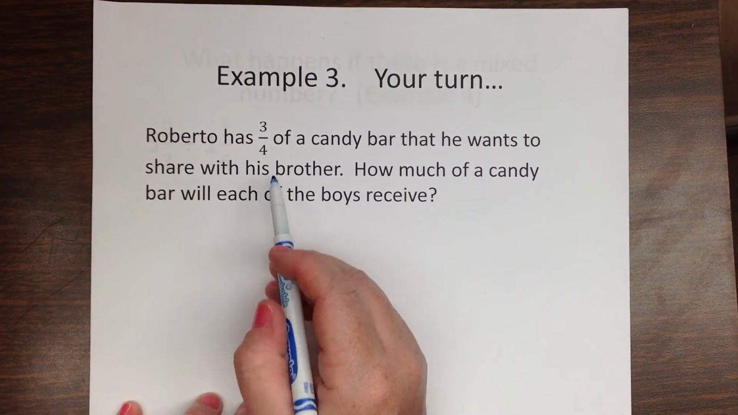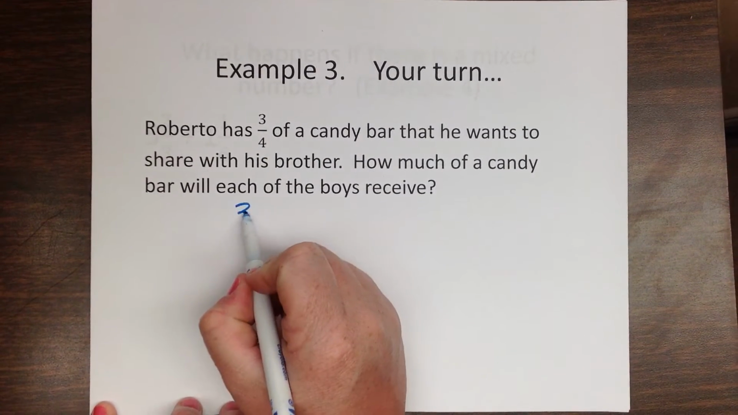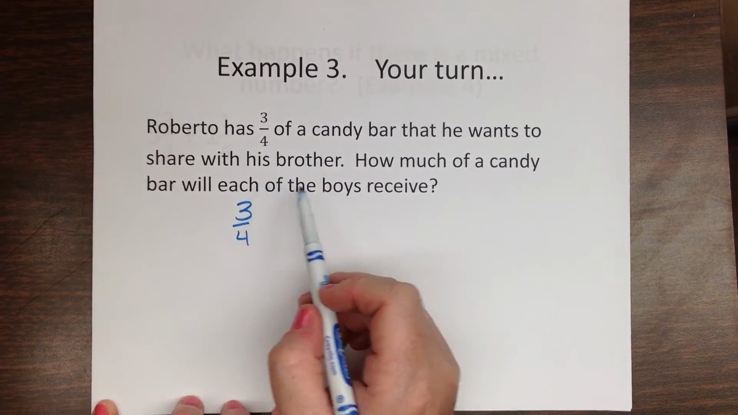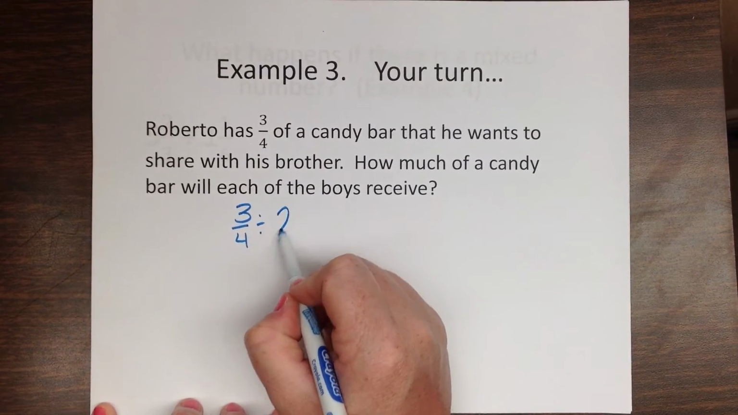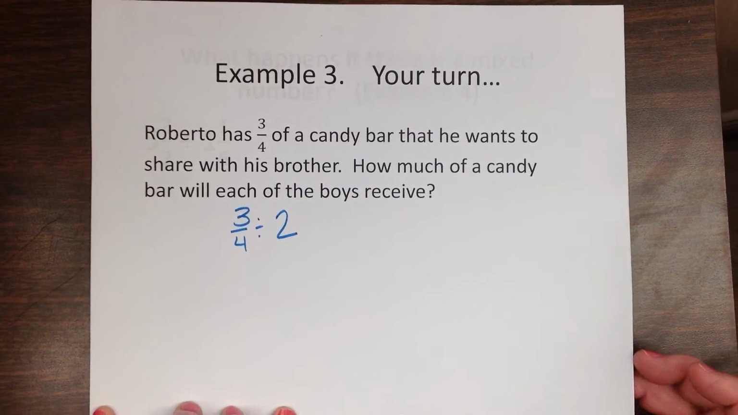All right. So I'm going to make sure you have the problem set up correctly first. Okay. So we have 3/4 of a candy bar, and we are sharing it between 2 people. So we are dividing by 2. Okay. Dividing by 2 people.